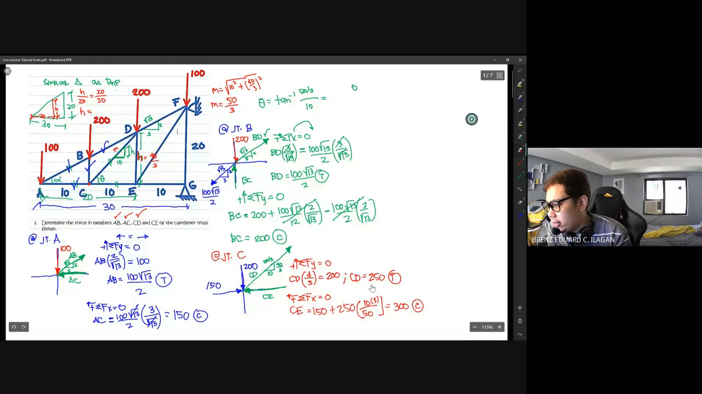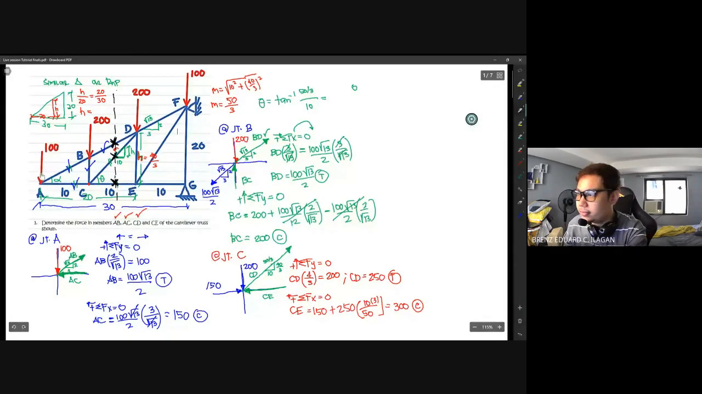Okay, so i-check lang natin ang isa. Ano kaya magandang i-check? Siguro i-check natin yung CE. So, ang gagawin ko, applyan ko siya ng method of section. So, kapag nag-section ka, ito yung puputulin natin. Okay? So, again, kapag nagme-method of section, i-assume mo muna siya in tension. Okay? So, ganyan yung mangyayari sa figure natin. So, i-screenshot ko lang to para hindi ko na lang siya i-redraw.